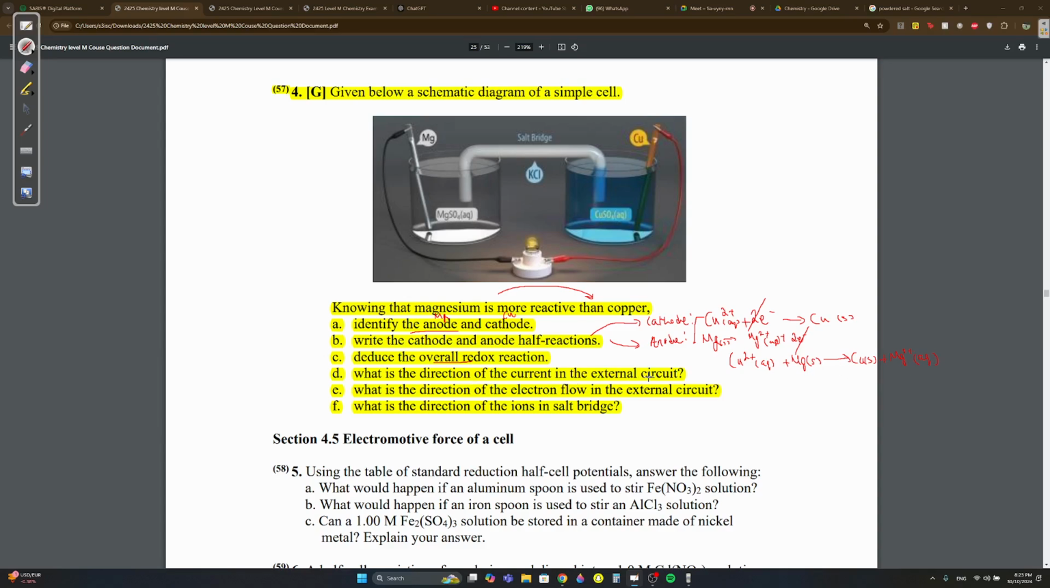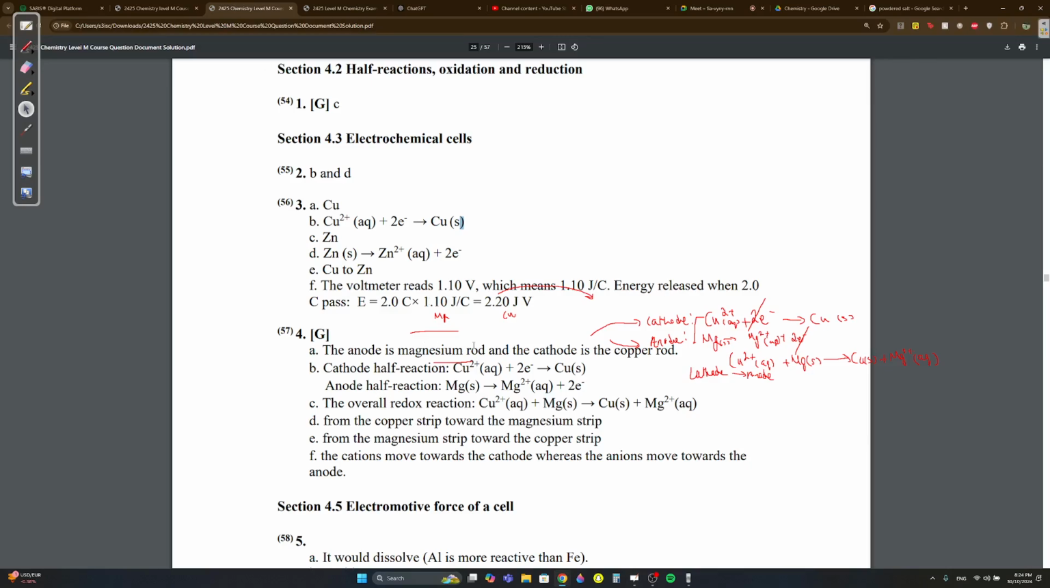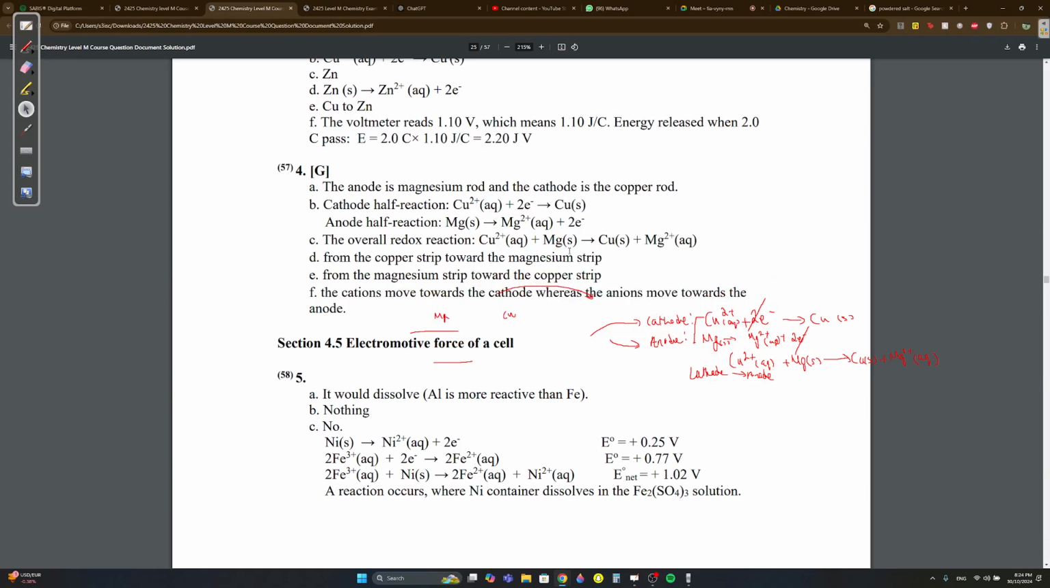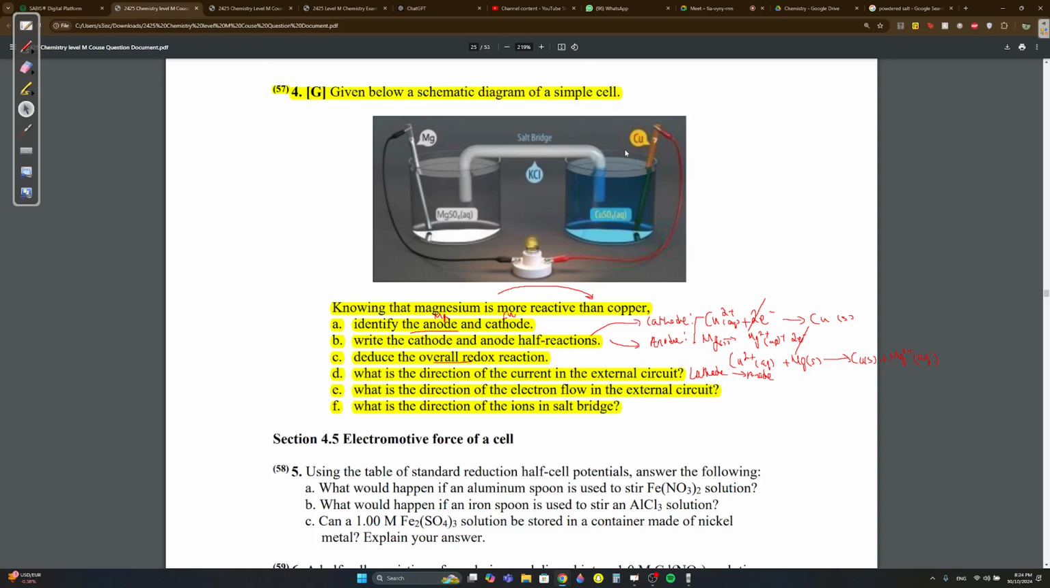What is the direction of the current in the external circuit? The direction of current is always from cathode to anode. What's my cathode, guys? My cathode is Cu. What's my anode? Mg. So Cu to Mg. I just want to make sure I'm not confusing you. The anode is magnesium, the cathode is copper. These are the half reactions, and this is the overall redox. From the copper towards magnesium. Yes, because we said cathode to anode.